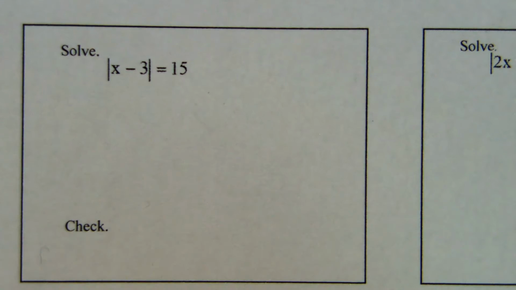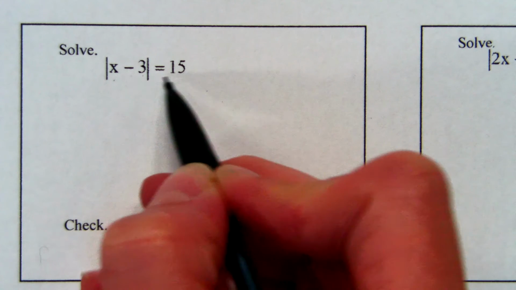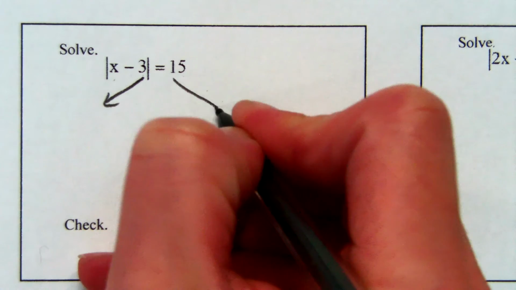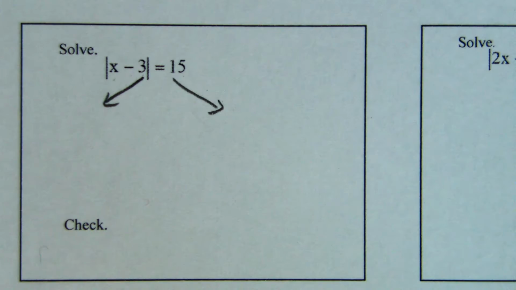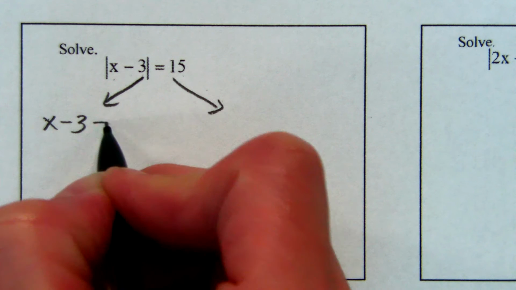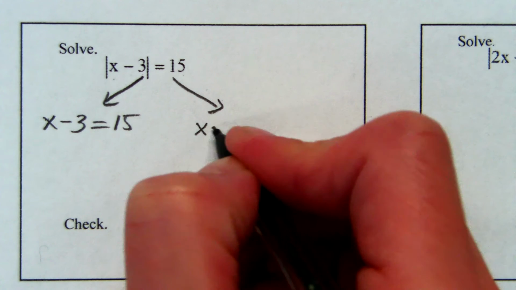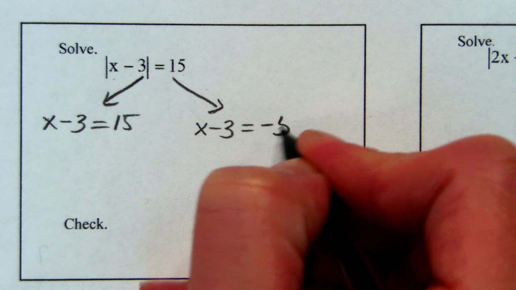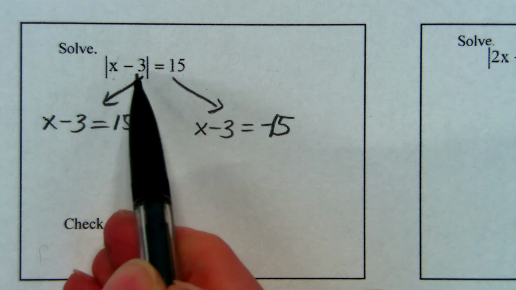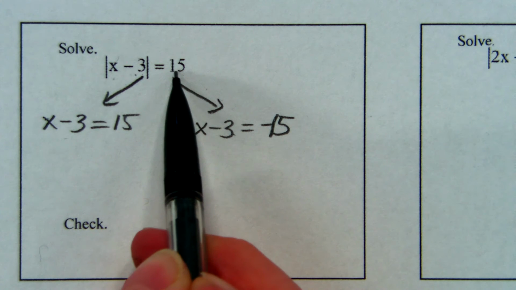Wait, are they going to be hard? No. So on the next example, I have the absolute value of x minus 3 equals 15. This is what you're going to do. You're going to draw 2 little arrows, and we're going to separate this into 2 equations, taking the absolute value off. The first one, you just take the absolute value off: x minus 3 equals 15. The second one, we take the absolute value off and make it x minus 3 equals -15. Remember that what's in here could be positive or negative before you take the absolute value. There are 2 possible answers that are going to give us that 15.